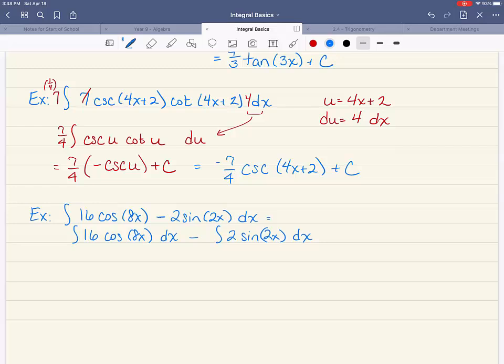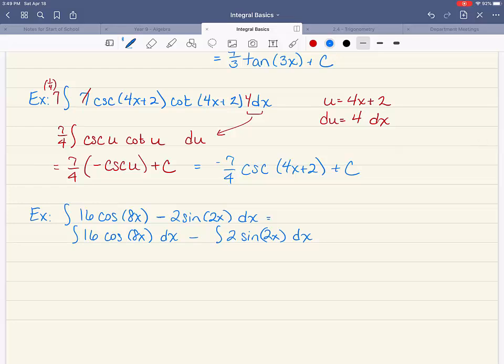Why? Because they have different arguments. You cannot use the same u-substitution for both, just like the prior problem. Since the prior problem had two 4x plus 2s, we could use a single u. Here, the arguments are different. We have to use separate u's. So that's what I'm going to do now. I'm going to take the left integral, work it all the way out, then I'm going to take the right integral and do the same thing.